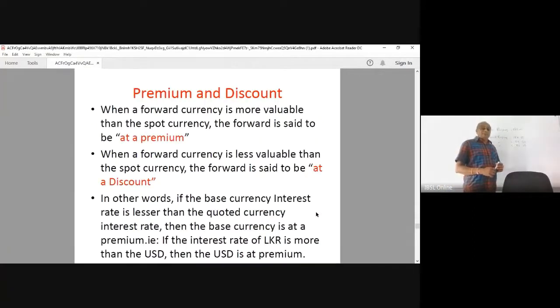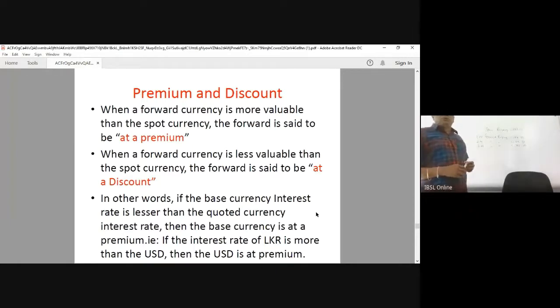Then the premium and discount, very important. Premium and discount. Right? When a forward currency is more valuable than the spot currency, the forward is said to be at a premium. The rates at a premium, at a discount.